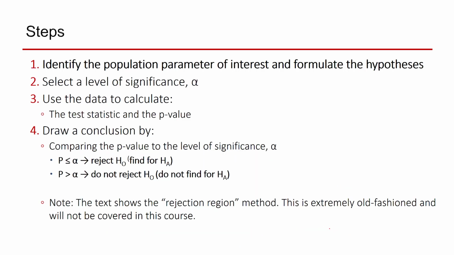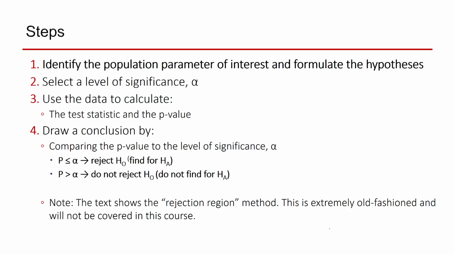All right, so we're going to have some steps for carrying out a hypothesis test. We're going to identify the population parameter and the hypotheses. Then we're going to find or formulate our level of significance alpha. That's going to be our cutoff for how much evidence we need in order to conclude the alternative hypothesis. We're going to use the data to calculate the test statistic and the p-value. And we'll talk about what those are in just a moment too. And we're going to draw a conclusion by comparing the p-value to the level of significance alpha.